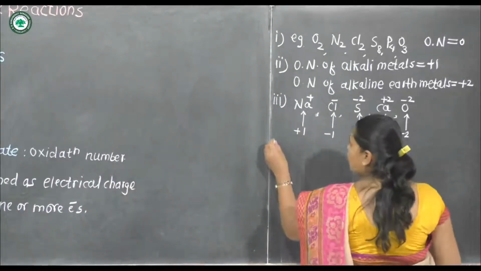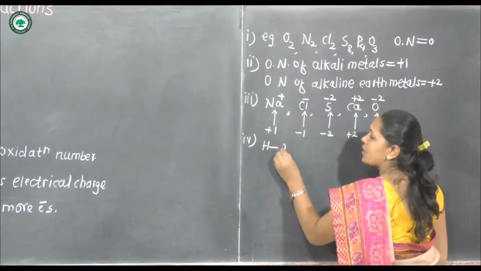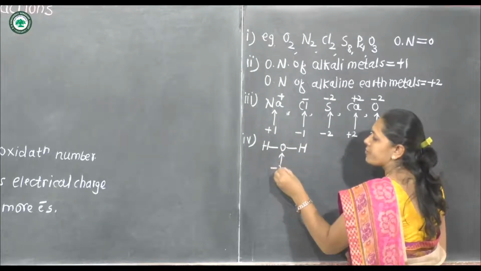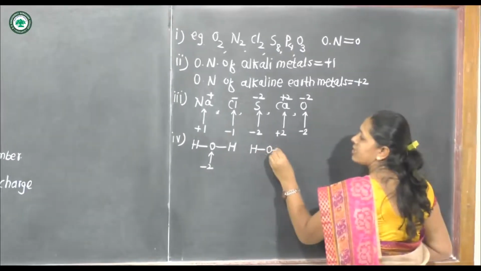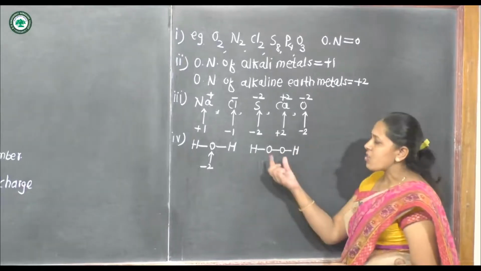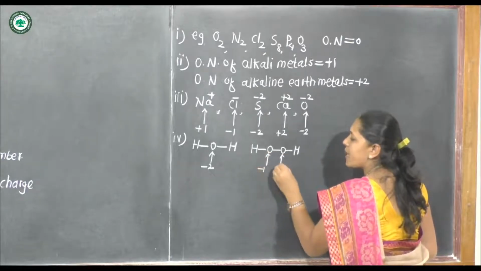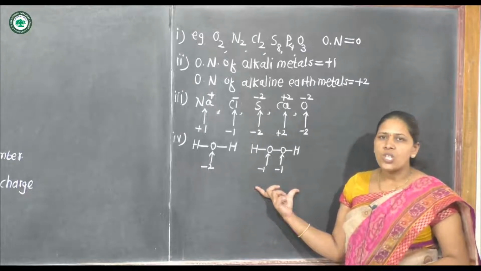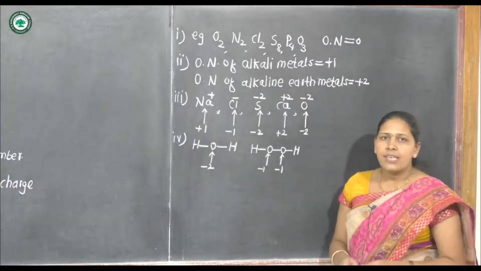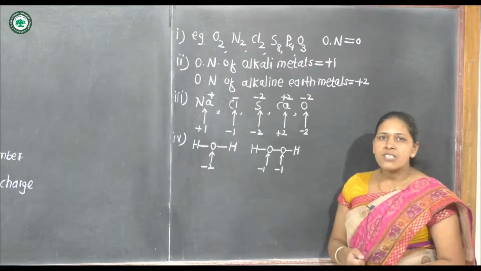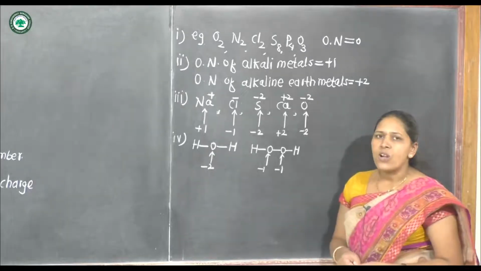What is the fourth rule? The oxidation number of oxygen is generally -2. For example, in water it is -2. Then hydrogen peroxide, in which an oxygen-oxygen linkage is present, therefore it is a peroxide and its oxidation number is -1. This is the exception for the oxidation number of oxygen. It is generally -2 except in peroxide, where it is -1. What is meant by peroxide? A compound in which an oxygen-oxygen linkage is there is called a peroxide.